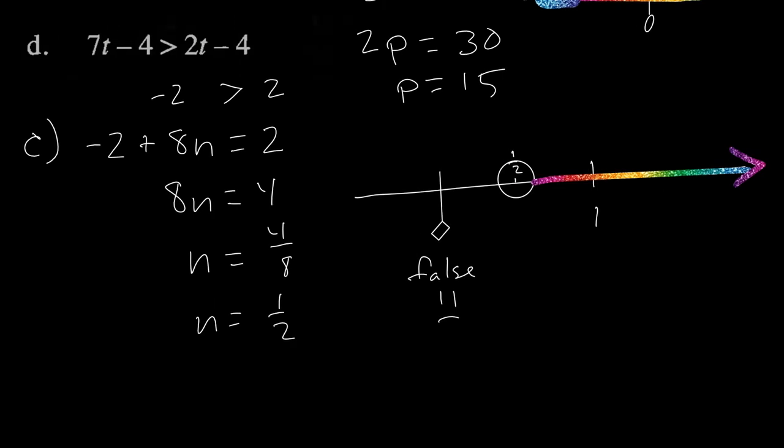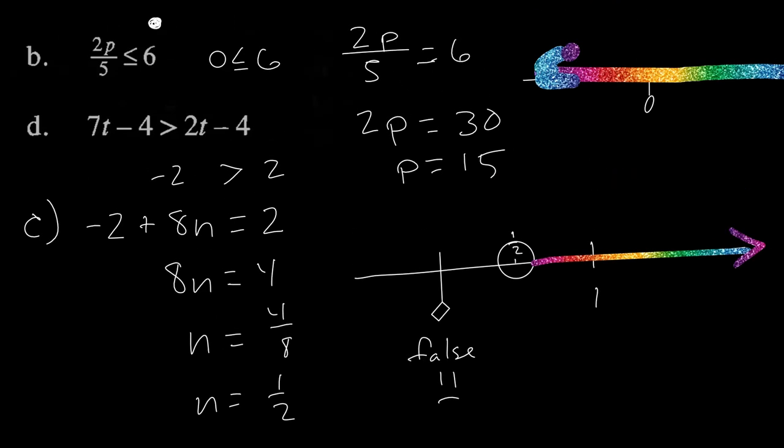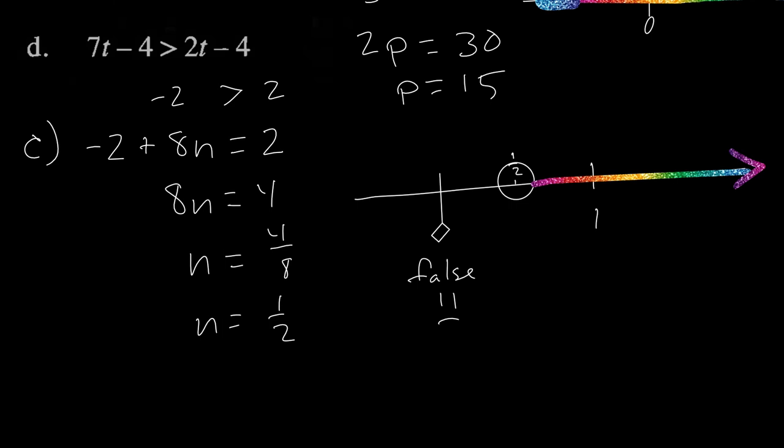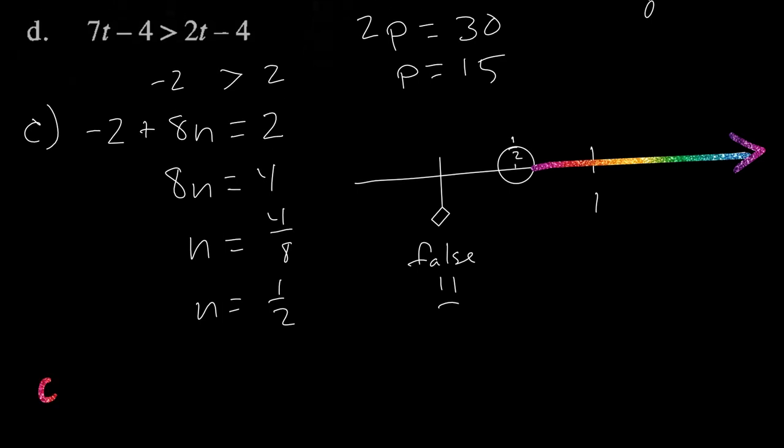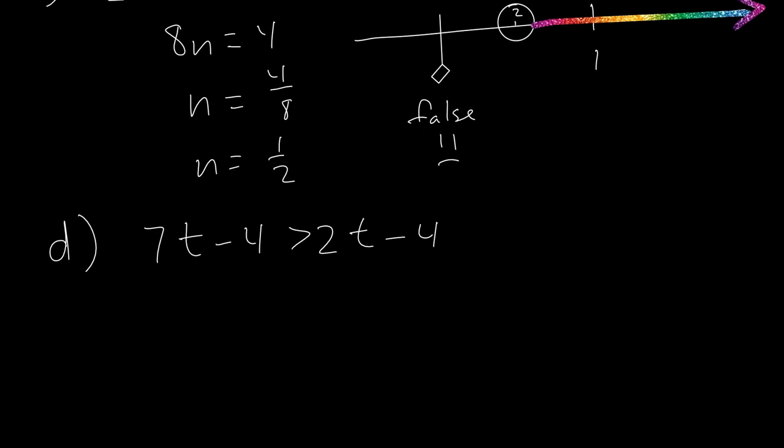Okay, last problem. I've kind of boxed this in. It's hard to see it at this point. I can see D. So on D, we've got 7t minus 4, and that's greater than 2t minus 4. They're both minus 4. That's interesting. If I add 4 to both sides, it says 7 times something is greater than 2 times something.